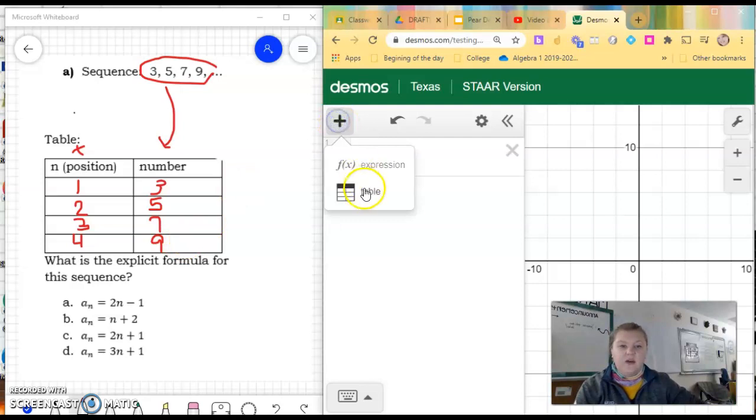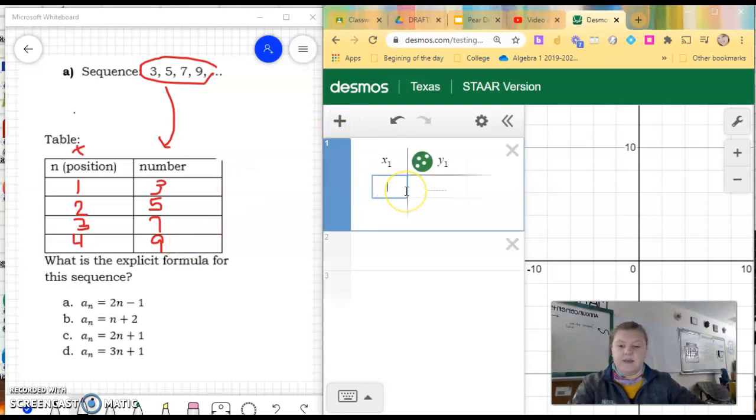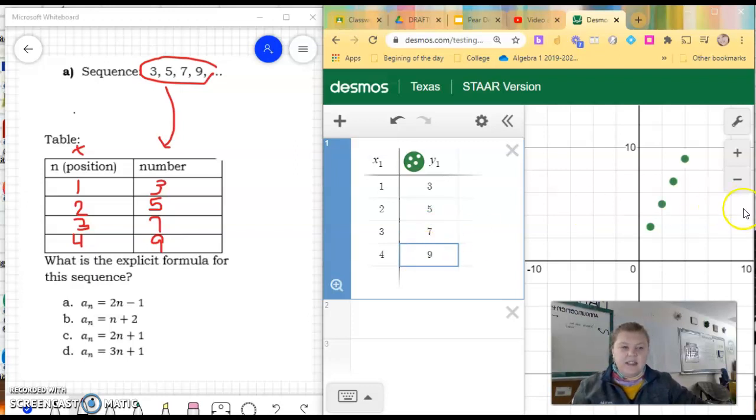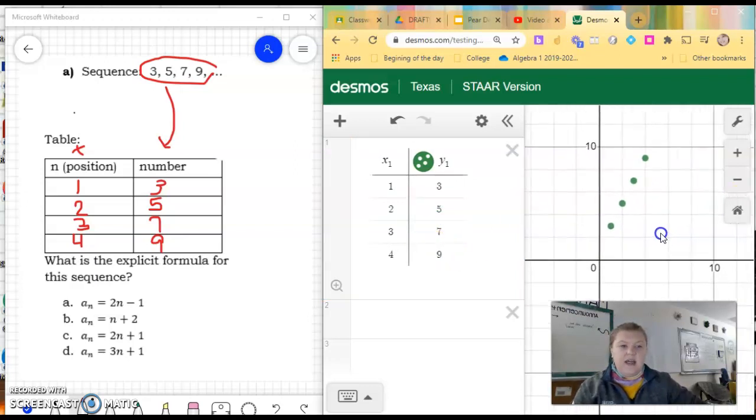And then I'm going to go ahead and go to Desmos. I'm going to type in my table. I have 1, 2, 3, 4, and then I have 3, 5, 7, 9. So you guys can see this is going to be arithmetic because we have a straight line, right? Geometric would be kind of a curve. All right, so then I'm going to take my answer choices.